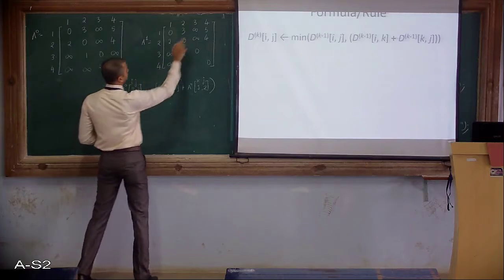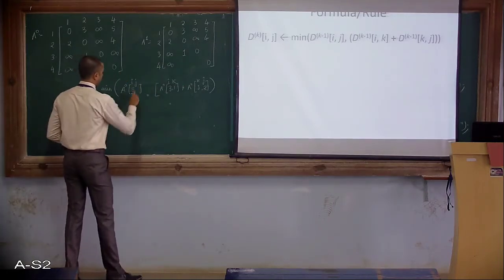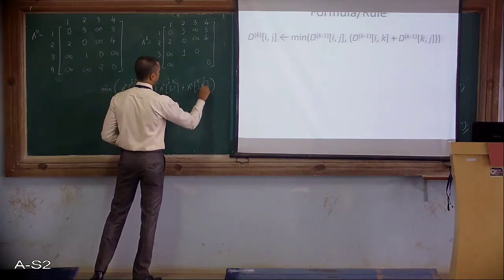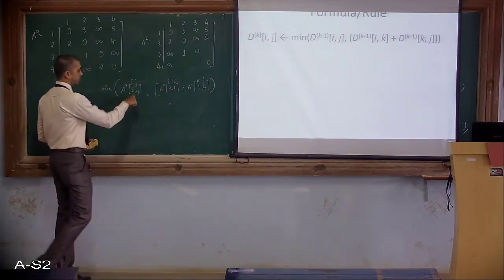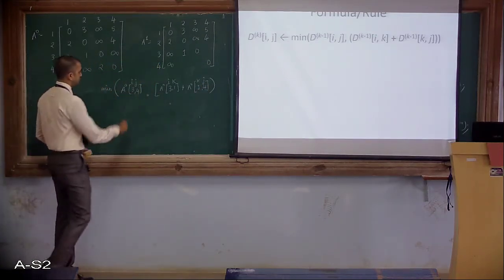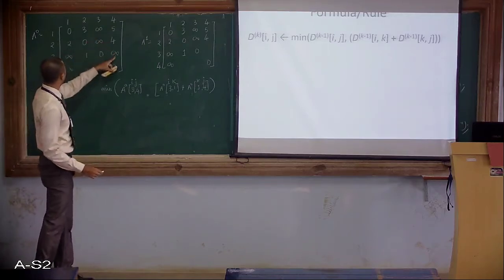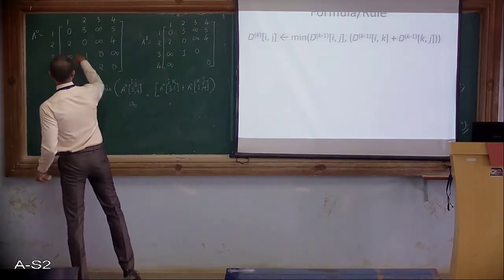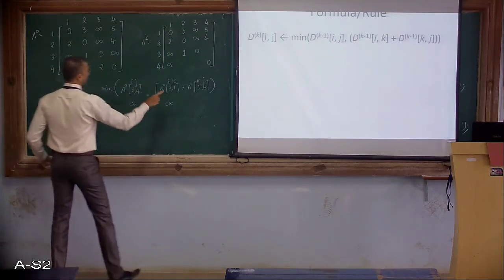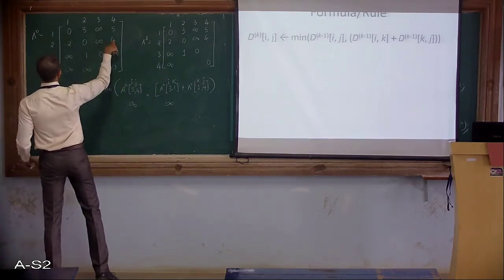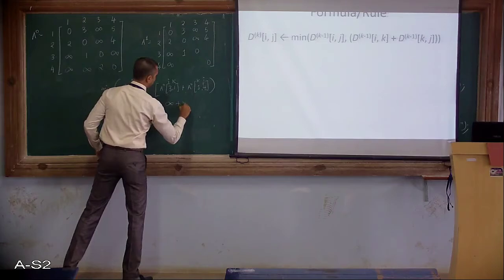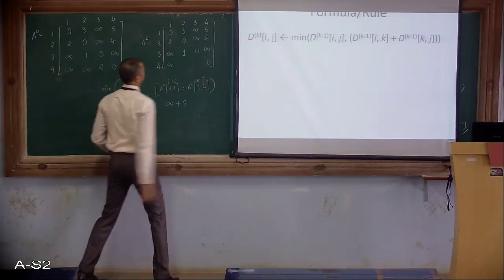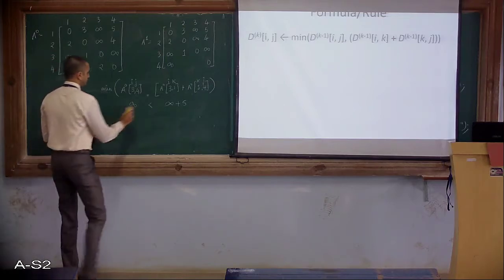Next, 3 to 4. It will be 3 to 1 and 1 to 4. I'm going to insert 1 as the intermediate vertex between these two. So let's find out. What is 3 to 4? Infinity. What is 3 to 1? 3 to 1 is infinity. And 1 to 4 is 5. So this is less. I'll keep it as infinity.